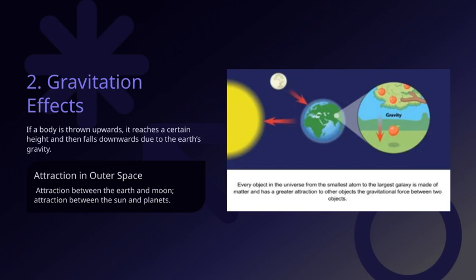Moving beyond Earth, let's talk about attraction in outer space. The gravitational pull extends far beyond our planet. For example, there's a clear attraction between the Earth and the Moon. This is what causes the Moon to orbit Earth. Similarly, the Sun exerts a gravitational pull on all the planets in our solar system, keeping them in their orbits.